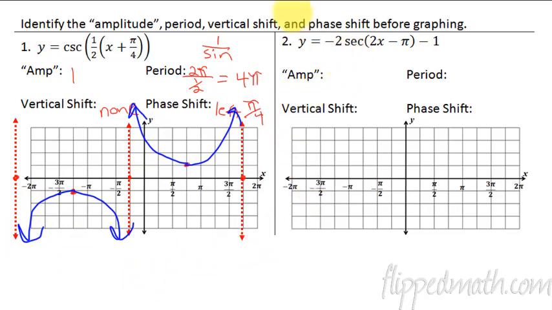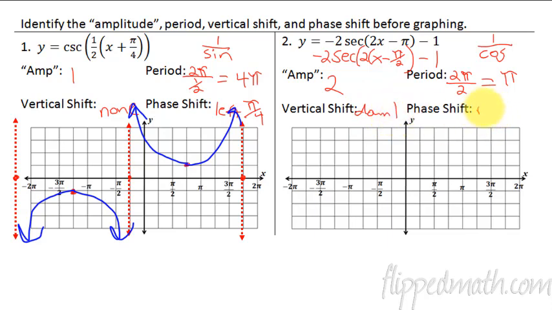Okay, let's do another one. Secant. Secant is the same thing as 1 over cosine. Let's factor this out. We'll rewrite it so it's negative 2 secant, and then I'll factor out the 2, so that becomes x minus pi over 2. I'm dividing by 2, so that's why it's a pi over 2, and then minus 1. All right, the amplitude then is a 2. The period is 2 pi over b, which in this case is a 2, so the period is a pi. Vertical shift, I'm going down 1, and then the phase shift is right pi over 2. Whoops, pi over 2.